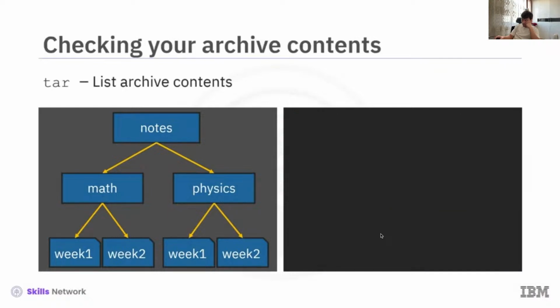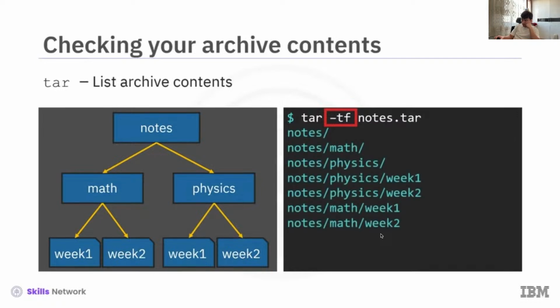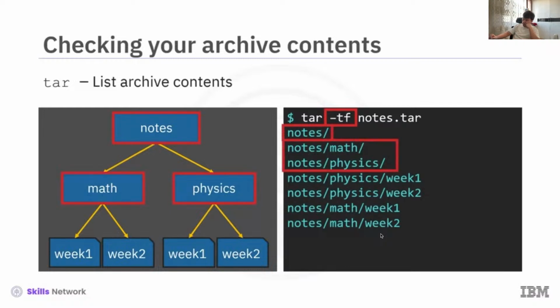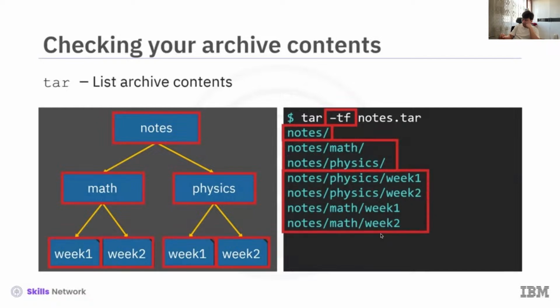You can check the contents of your archived notes file by calling tar on your notes tar ball with the -t or list option. This lists all the files and directories in your tar ball, and as expected, it has the same structure as your original notes folder, with notes as the parent directory, math and physics as subdirectories, and week 1 and week 2 files at the terminal nodes.